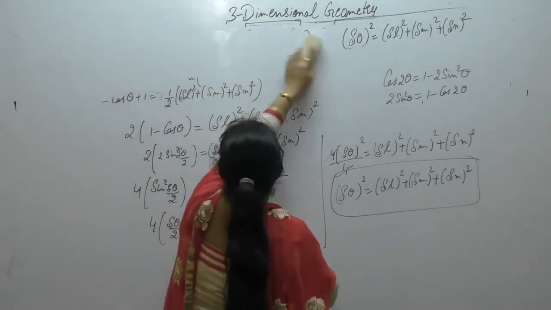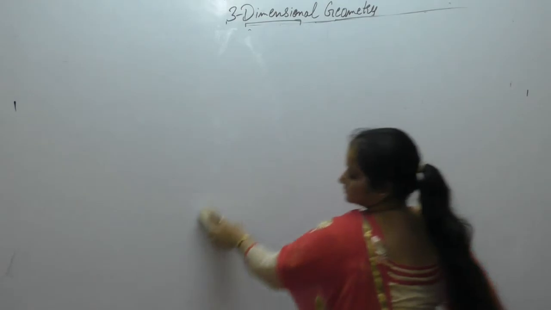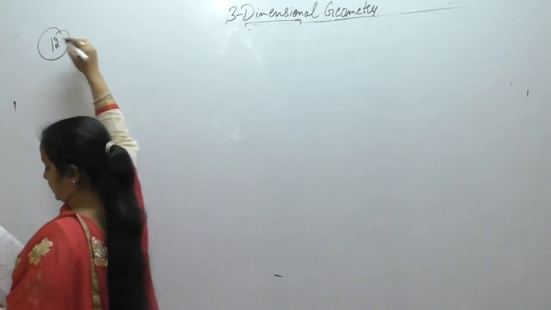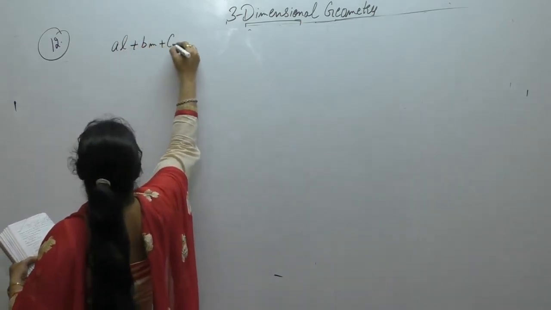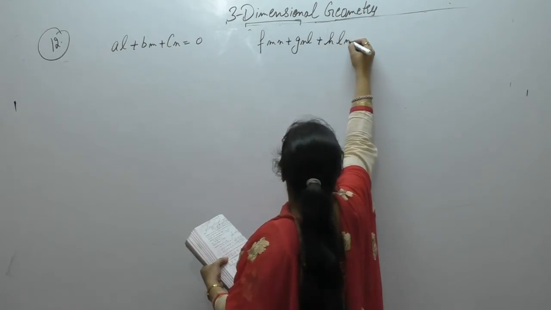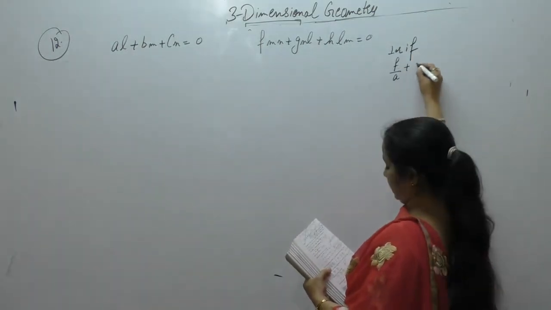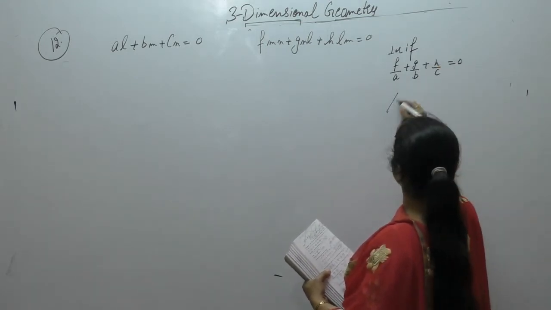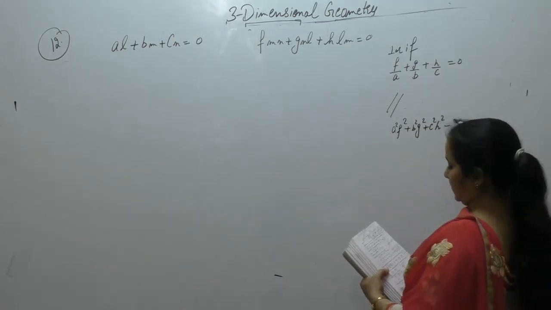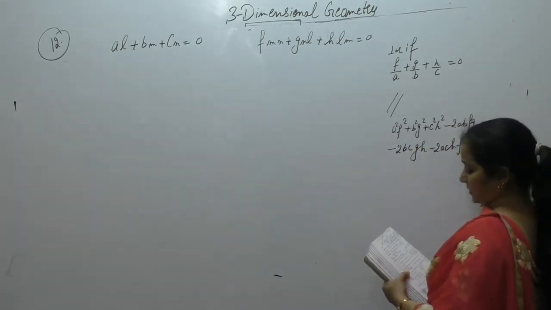Now the next one. Prove that the straight lines whose direction cosines are given by the relations AL plus BM plus CN equals 0, FMN plus GNL plus HLM equals 0 are perpendicular if F upon A plus G upon B plus H upon C is equal to 0, and parallel if A squared F squared plus B squared G squared plus C squared H squared minus 2ABFG minus 2BCGH minus 2ACHF is equal to 0.